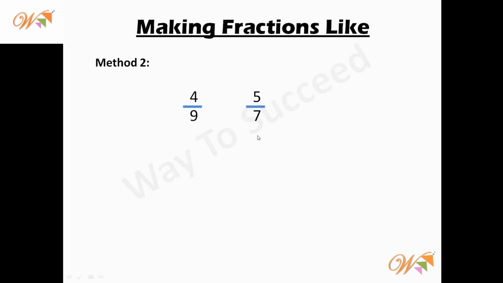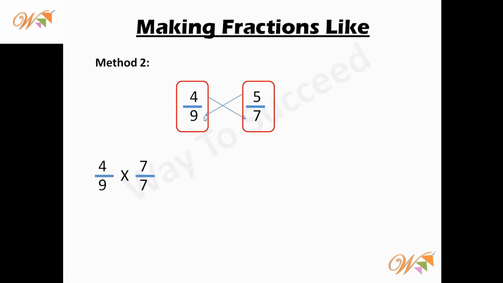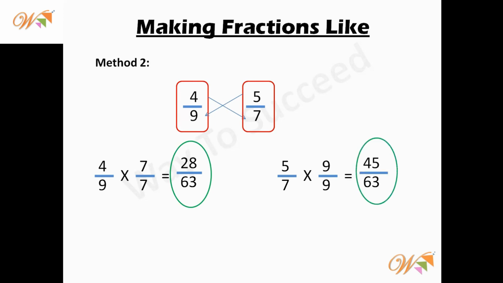I'm going to multiply the first fraction with the denominator of the second fraction, and the second fraction with the denominator of the first fraction. So 4 by 9 will be multiplied with 7 by 7, and 5 by 7 will be multiplied with 9 by 9. This will give me 28 by 63 and 45 by 63. Now see, I got the denominator same. So my two like fractions are 28 by 63 and 45 by 63.